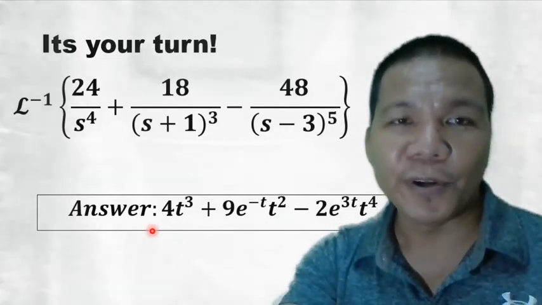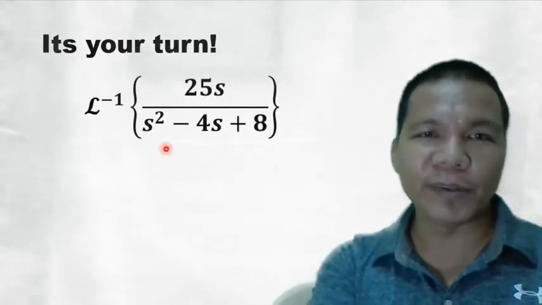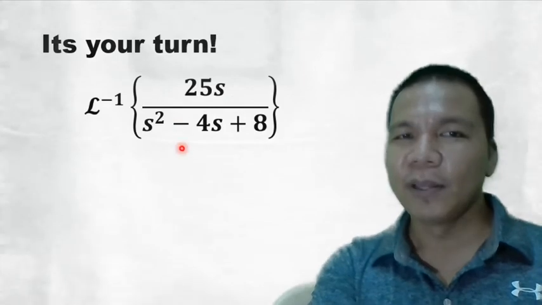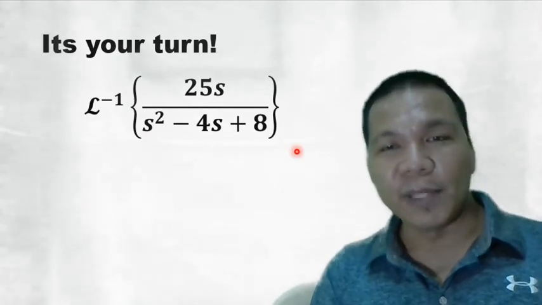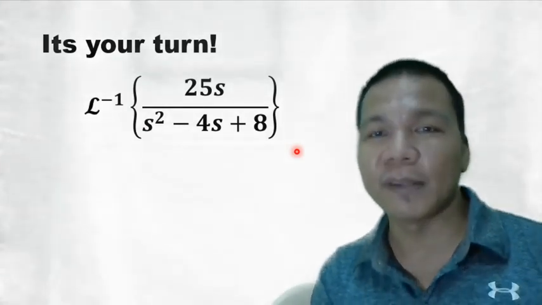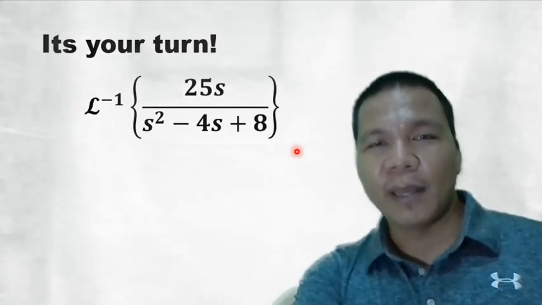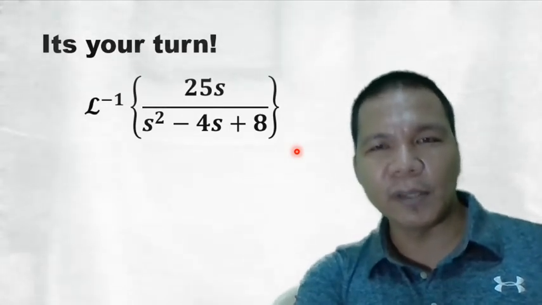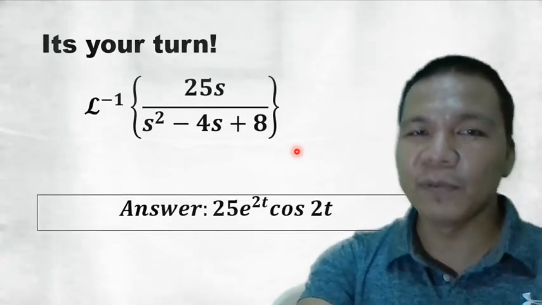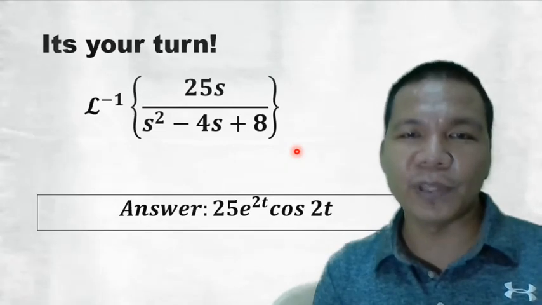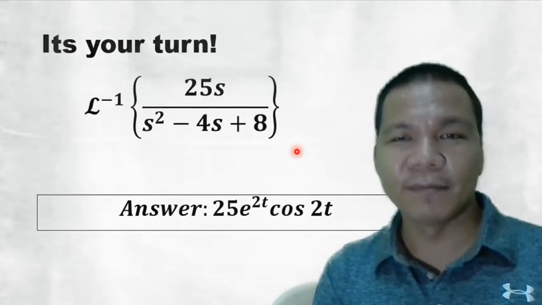Okay. Now for your next problem. This is your next problem. We have here the inverse Laplace transform of 25s all over s squared minus 4s plus 8. For 10 minutes you are going to solve this problem. Don't forget to pause your video. Alright, 10 minutes is over. So the final answer would be 25 e raised to 2t multiplied by cosine of 2t. Did you get it right?